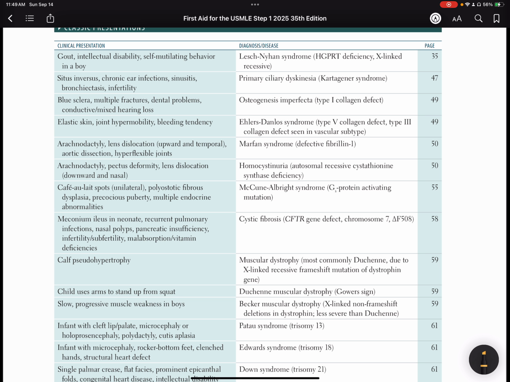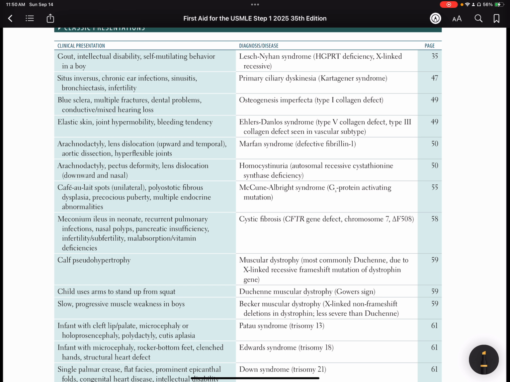What is elastic skin, joint hypermobility, bleeding tendency? Diagnosis is Ehlers-Danlos syndrome, type 5 collagen defect. Type 3 collagen defect is seen in the vascular subtype.